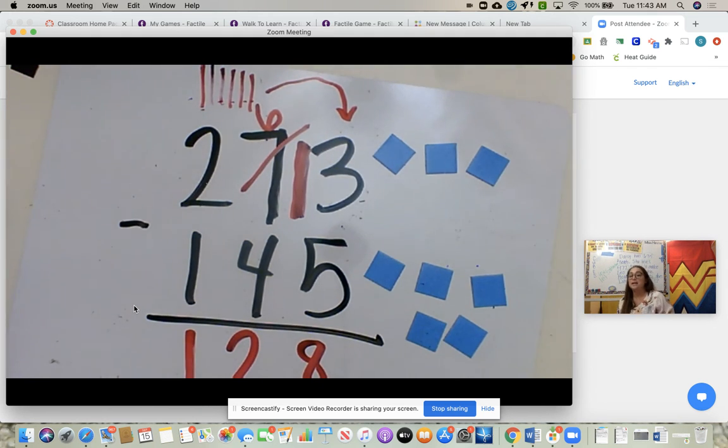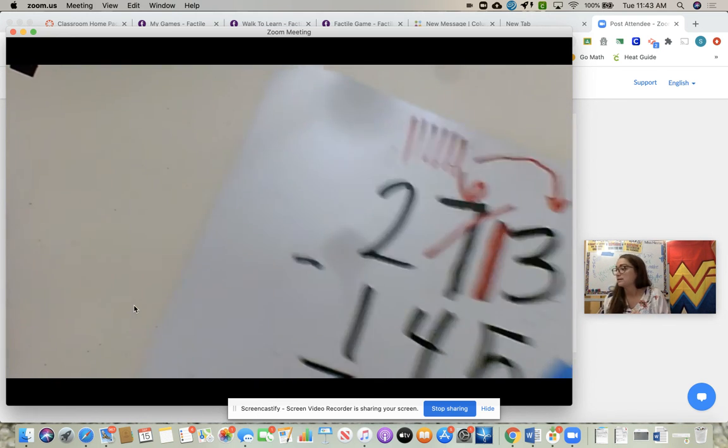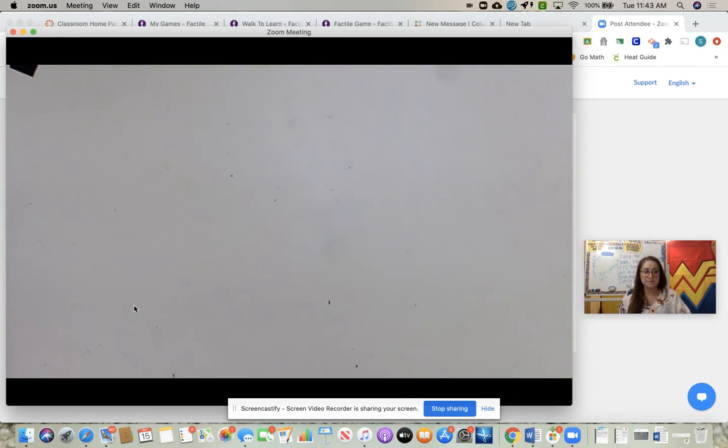So we did a lot of these problems, and we did some in the book. So if you want some more practice problems without making them up, turn to your math book, page 45.